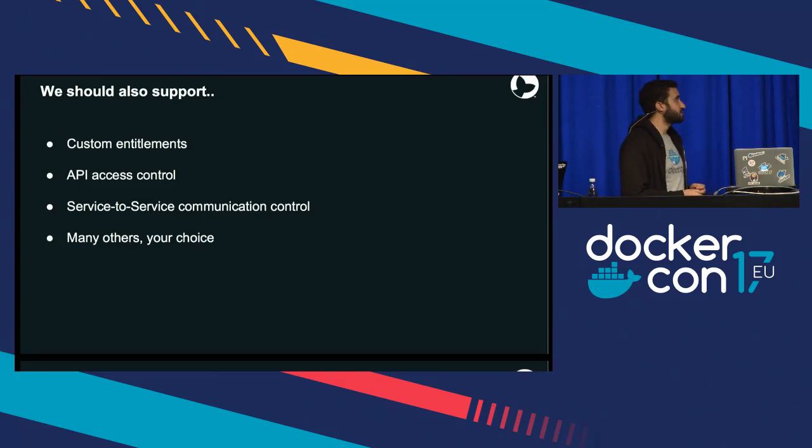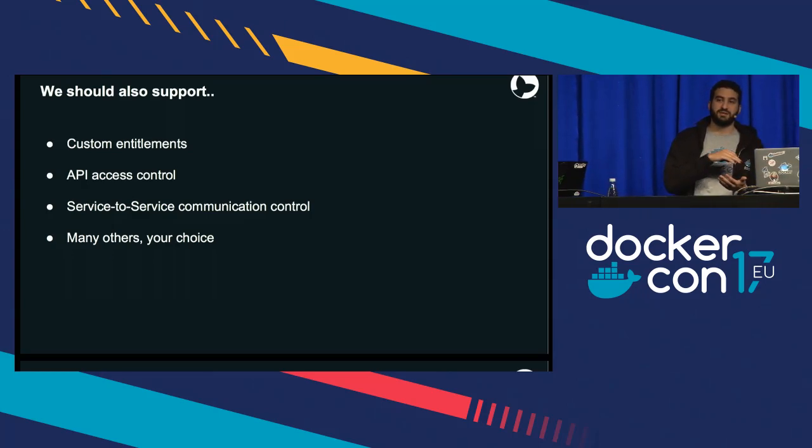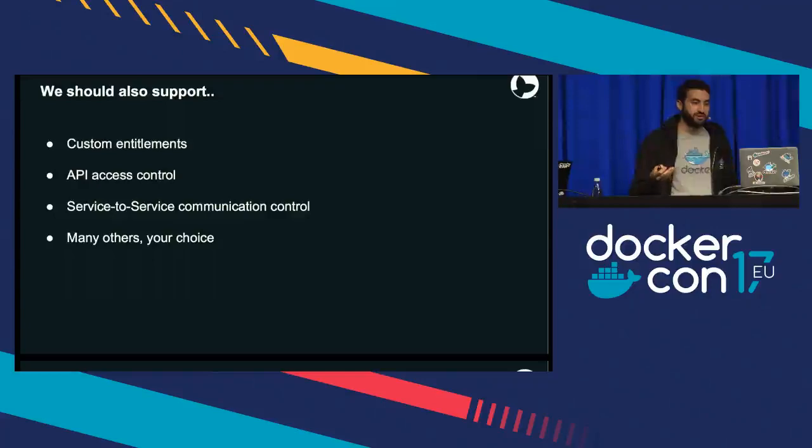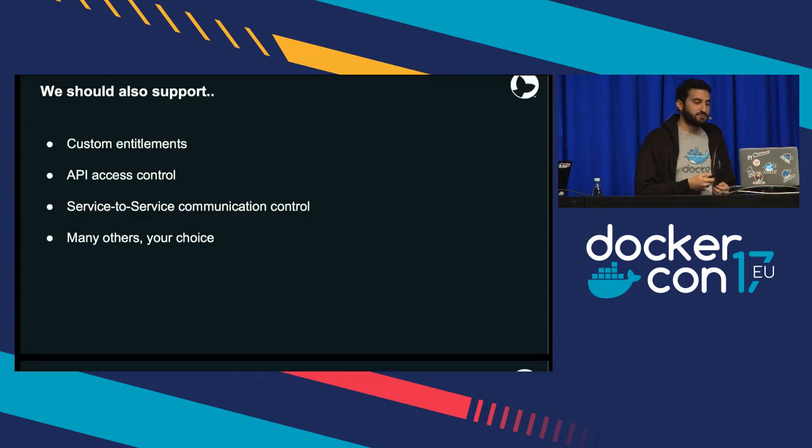We should also support custom entitlements. This system doesn't fit everyone's needs, obviously. So we need to provide a way for people to specify stuff that we had, for example, on Docker. We were providing sysctl options. We don't do this anymore on the service create. We think that we should still provide a way for people to specify options at that level. And it should be able to do API access control. Maybe you do the service-to-service communication control, leveraging some identity management, service identity management tool. And it's completely open, so everyone's ideas and contributions are definitely appreciated.